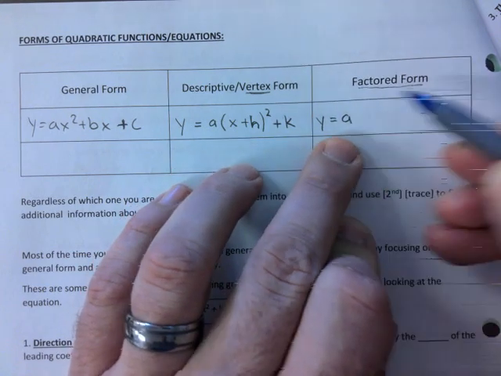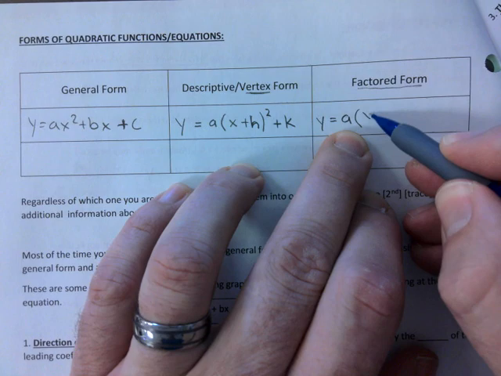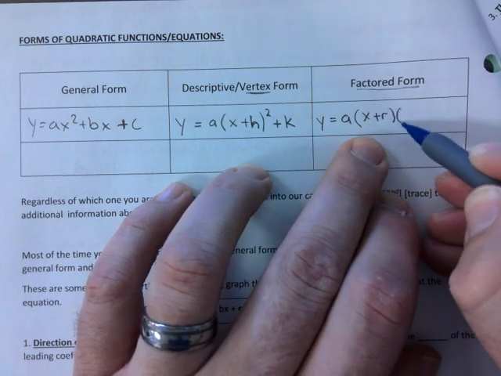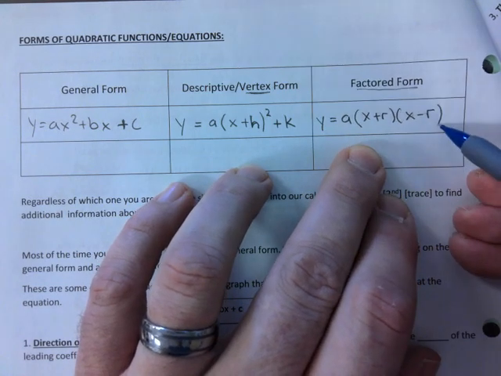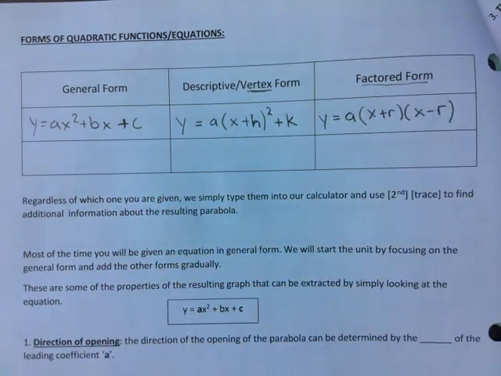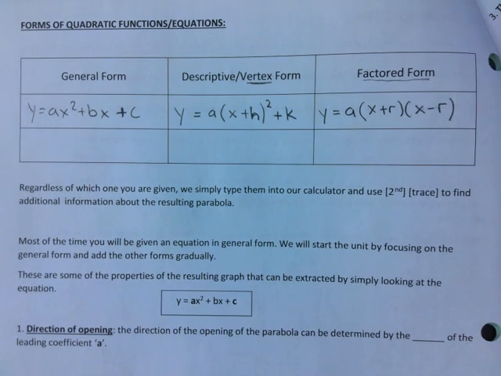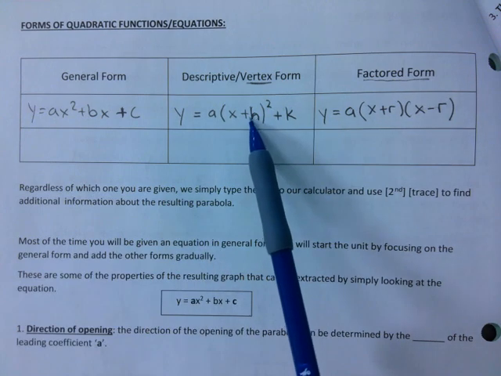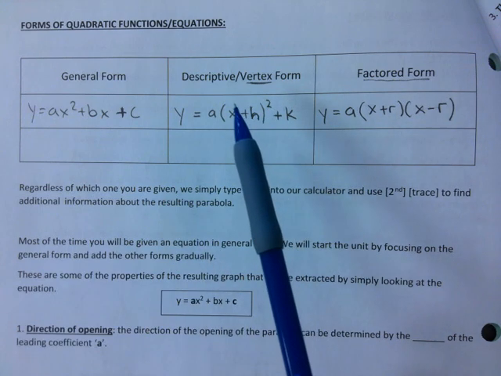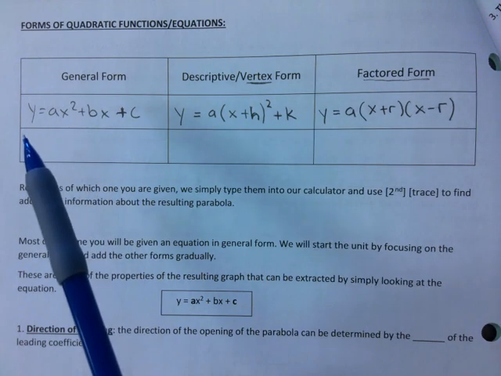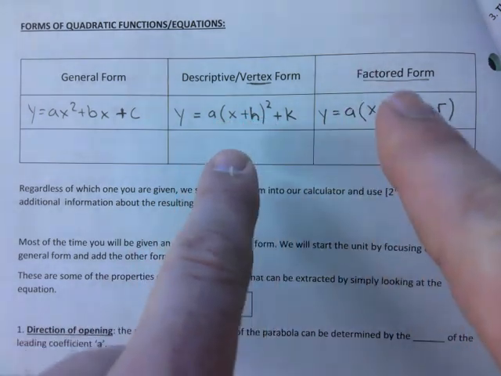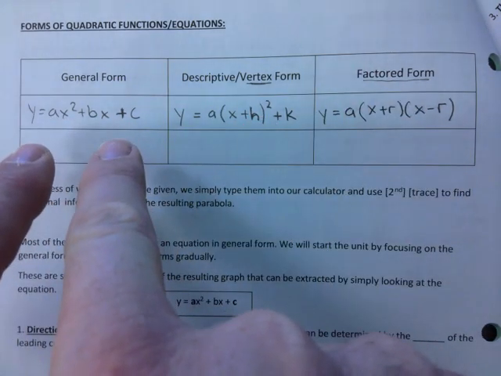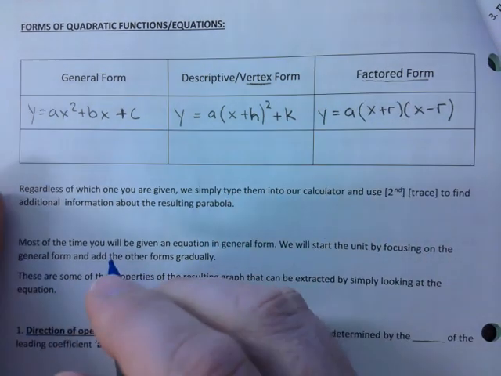You would have your leading coefficient up front, and it would be x plus r, x minus r. Oops. So that's the factored form. I think what I want you to remember here is whenever you have something that has brackets in it, it's not general. If it has brackets, you're like, okay, it's one of these two. Because general gives us some information, and these two will give us other pieces.